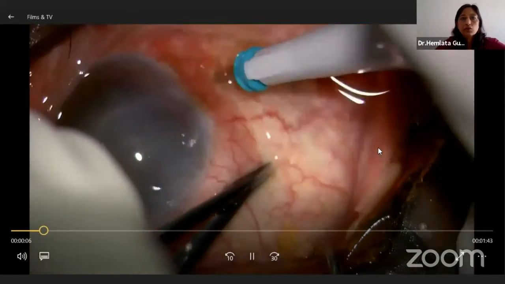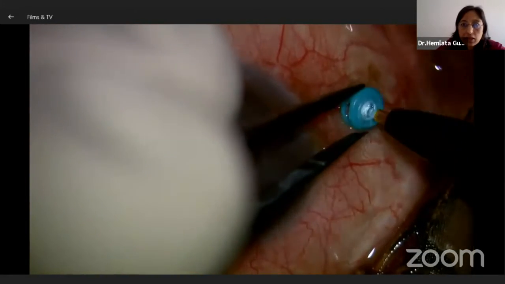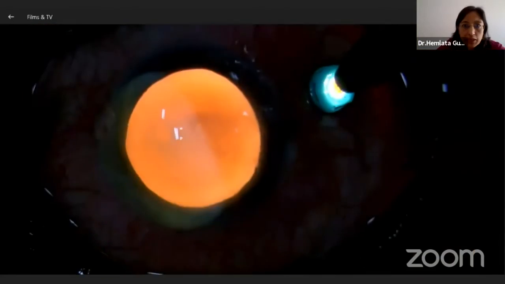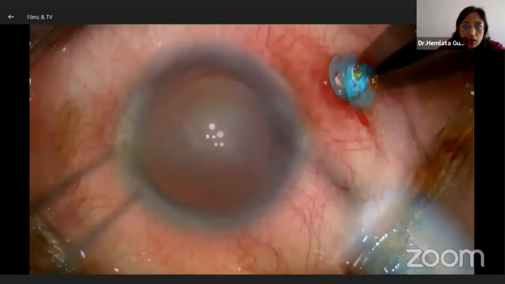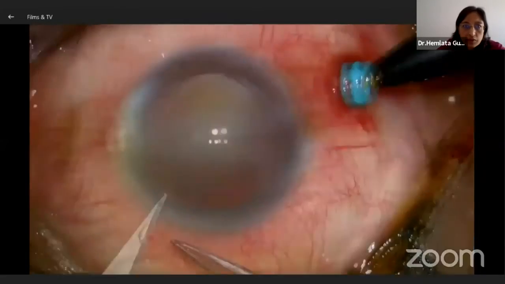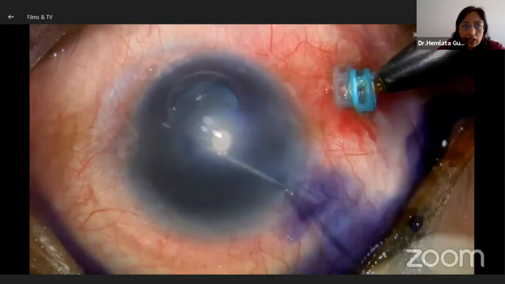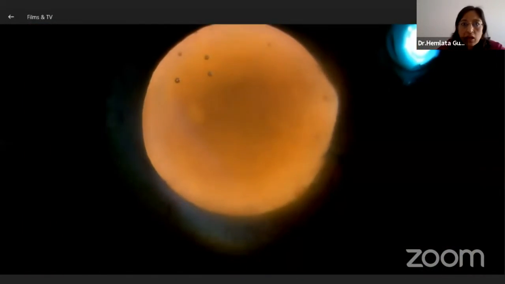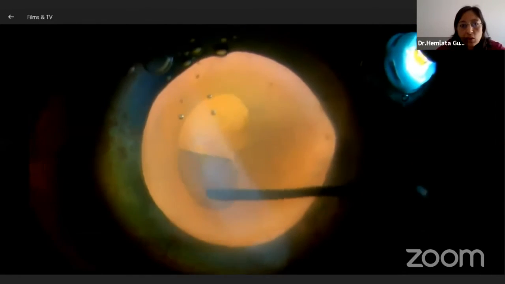So this is a case of such dense central corneal opacity where we're placing the chandelier in the pars plana area, 4 millimeters away from the limbus, and we make it vertical to get this good red glow. Then we switch on the microscope light, and after staining the capsule with trypan blue dye, just see how good the red glow is. You just don't feel that there is a corneal opacity.